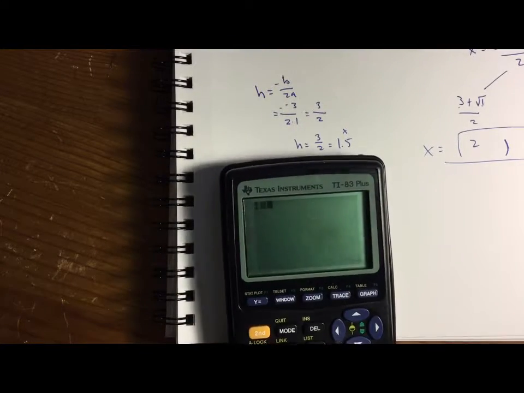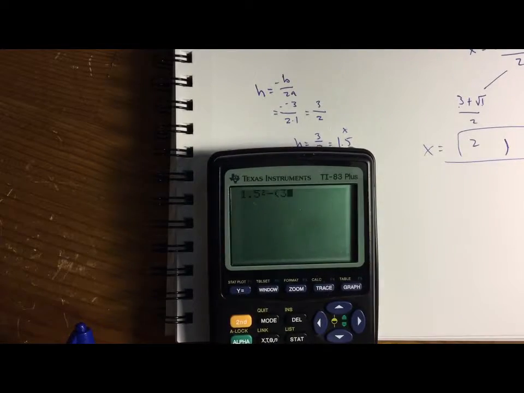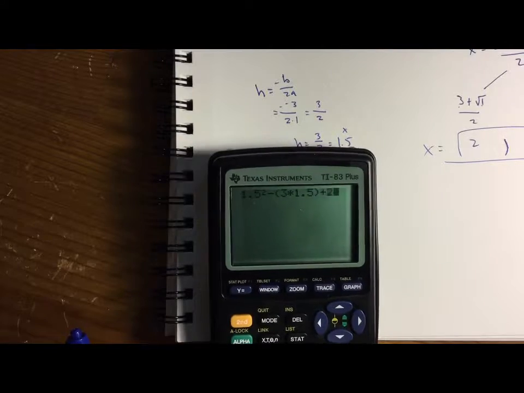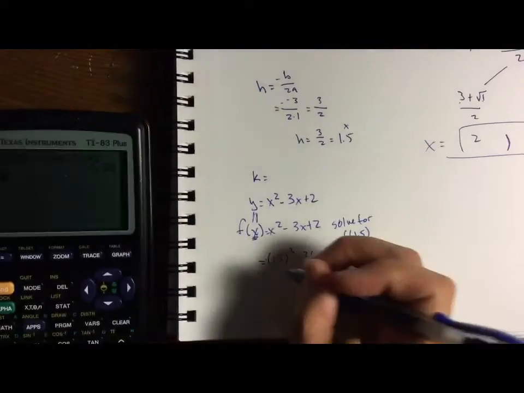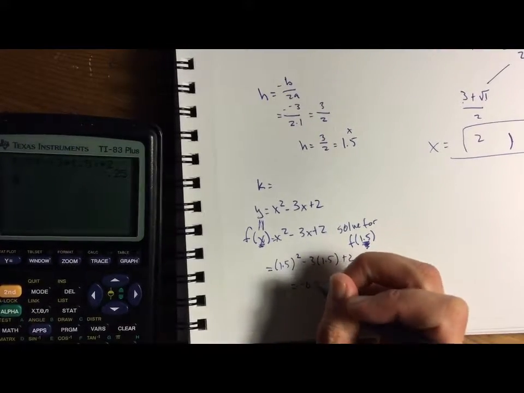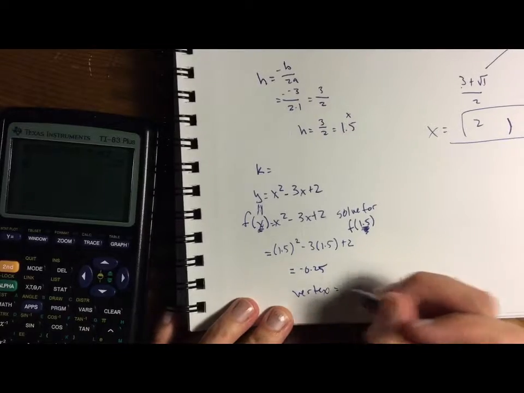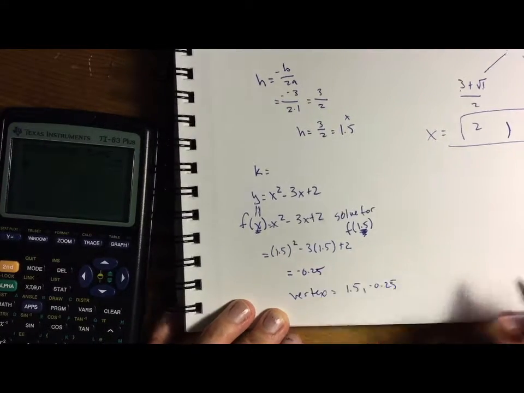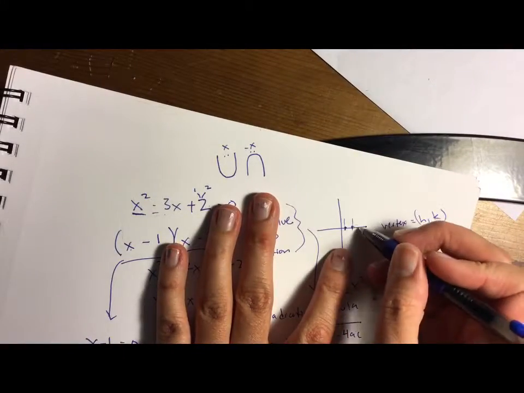Remember, when in doubt, use your calculator. So 1.5 squared minus 3 times 1.5 plus 2 equals negative 0.25, or negative 1/4. So our vertex is at 1.5 comma negative 0.25, which means up here on our graph we know where it crosses.